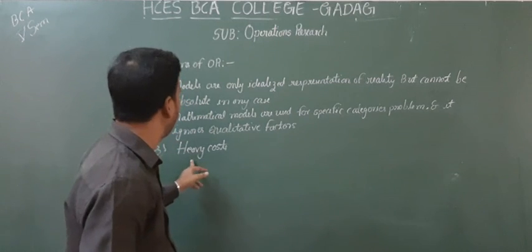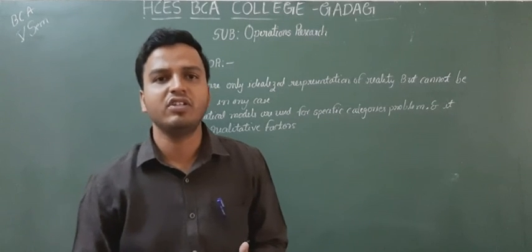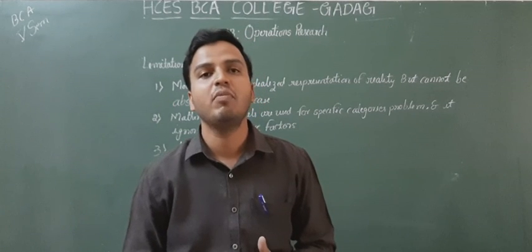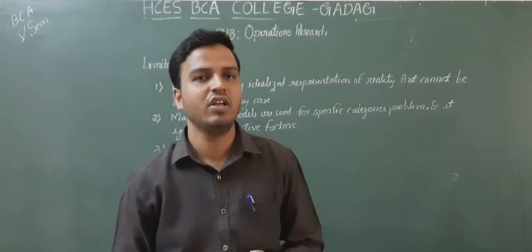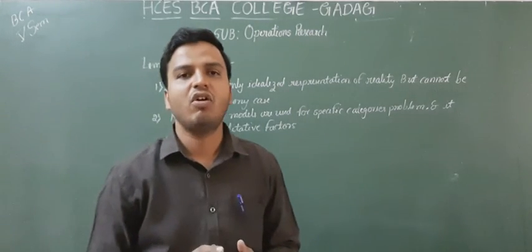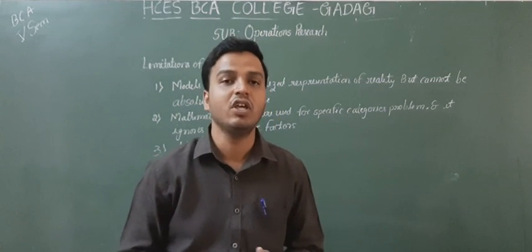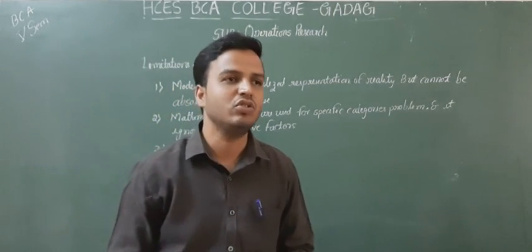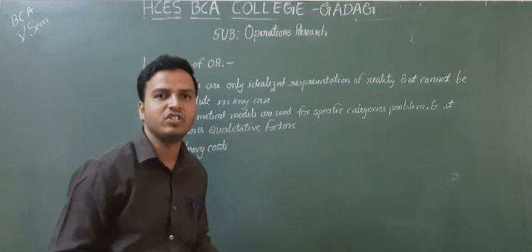And the third one is heavy cost. Operation research requires huge calculation, so it cannot be handled manually. That's why managers require computers. It bears heavy cost. And the last, fourth one, the implementation of OR mainly depends upon the behavioral issues of the persons, the person who uses the solution and the person who provides the solution. So these are the uses and limitations of operation research.